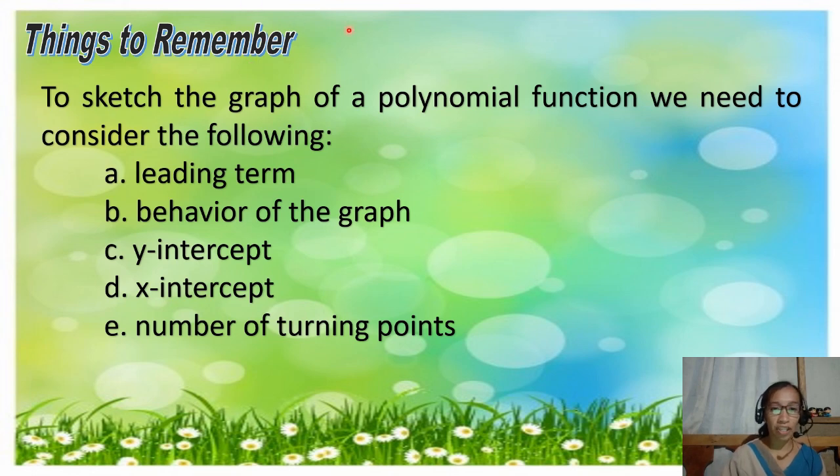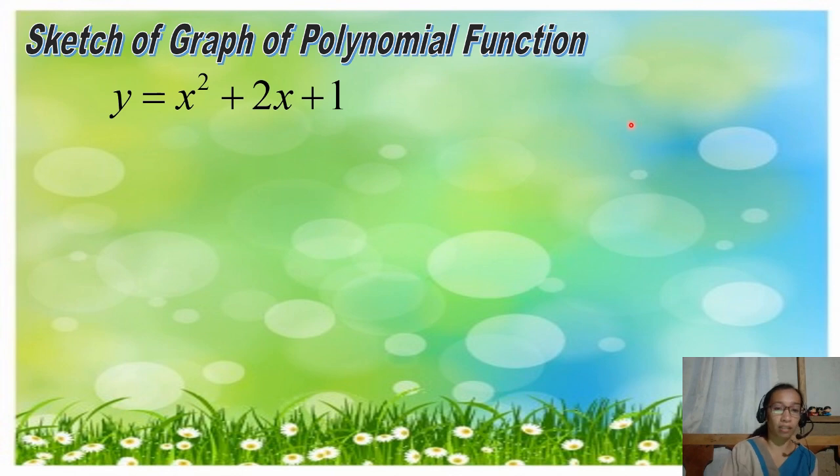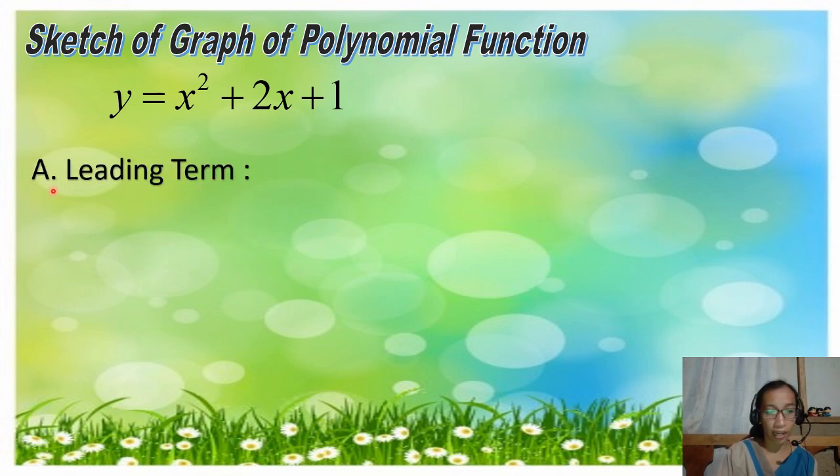Before we sketch the graph of polynomial functions, we need to consider the leading term, behavior of the graph, y-intercept, x-intercept, and the number of turning points. So, sketching the graph of polynomial functions. Given y equals x squared plus 2x plus 1, to sketch the graph of this polynomial function, let's first find letter A, the leading term.